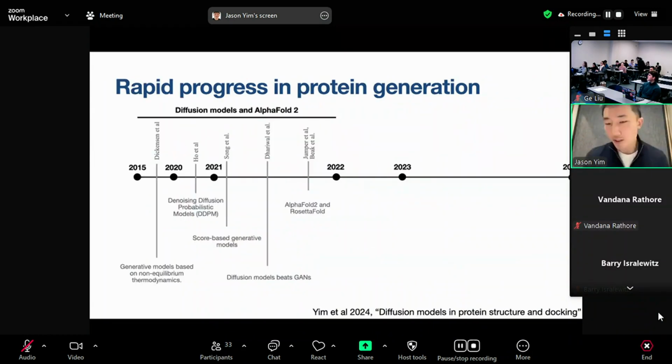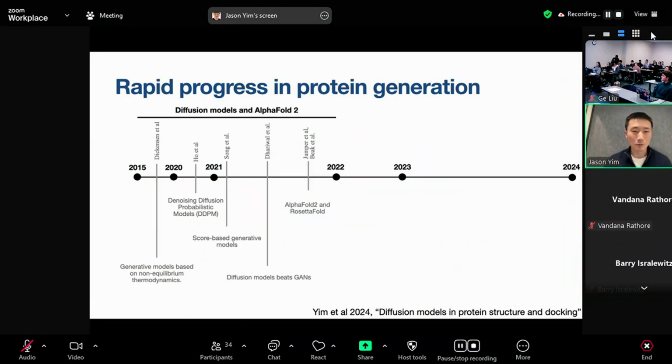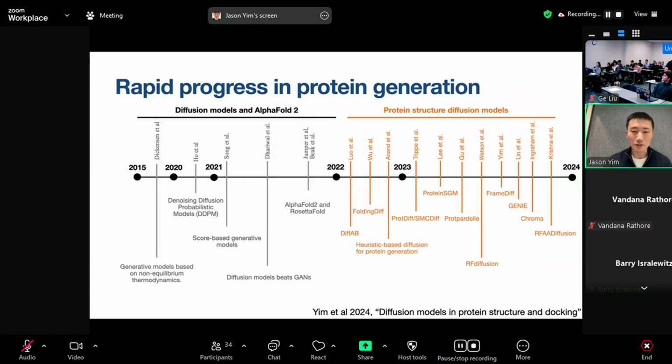And I also wanted to give this timeline of how prevalent and how popular generative models in proteins have become. So there was a point, I think up until 2022, where AlphaFold 2 and diffusion models were just published and getting popular at the time. And then after that, there was just this huge explosion of diffusion models just to generate new protein structures.